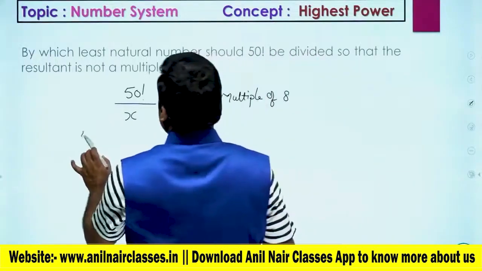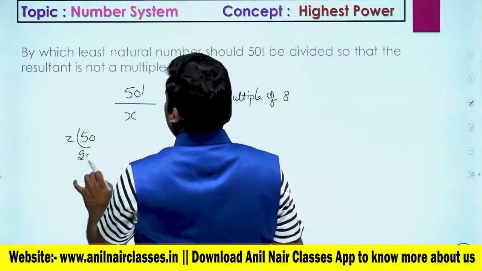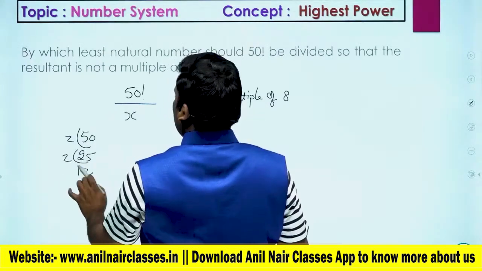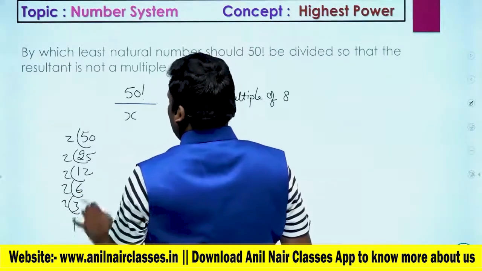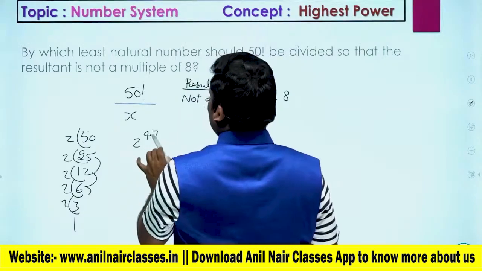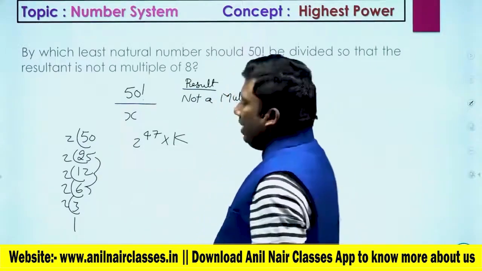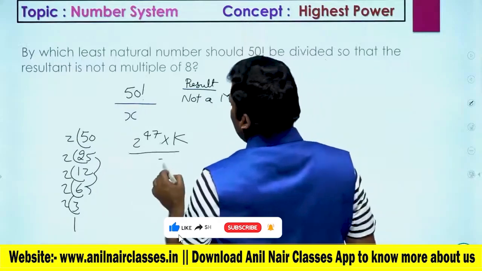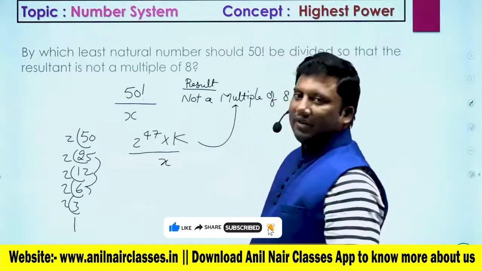So what we will do is, we will attack only for 2. 25, 12, 6, 3 and 1, so these add up to 47. So 2 power 47 into k, divided by x, such that the resultant is not a multiple of 8.